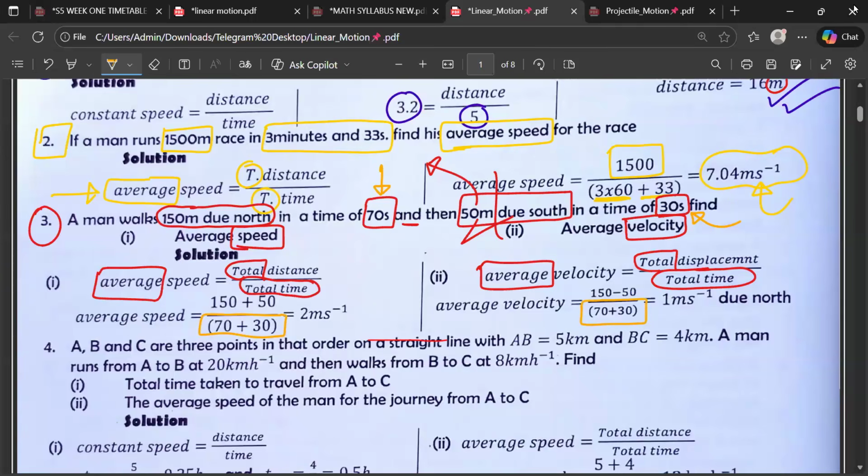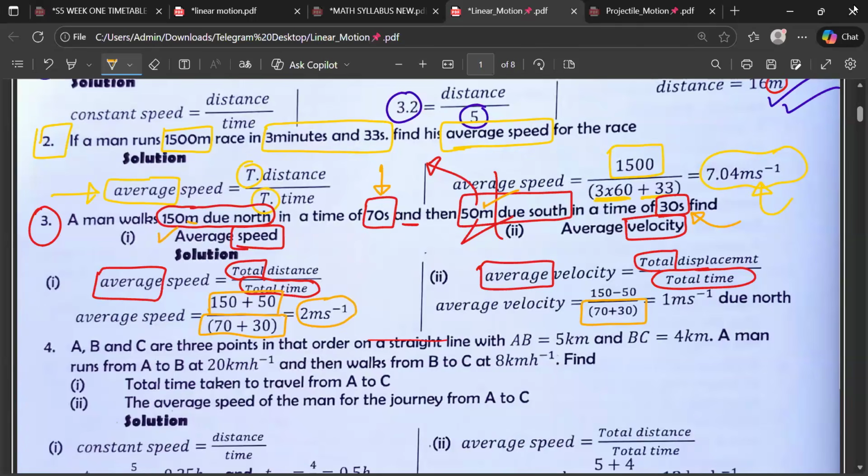So when they ask average speed, the total distance, you just add the distances. Because distance is scalar, it doesn't have direction. Just get the 150, add it to 50, as you can see here. 150 was added to 50 to get 200. 70 plus 30 was 100. 200 over 100, that's how they came up with the 2 meters per second. Why meters per second? The distance was in meters and the time was in seconds.